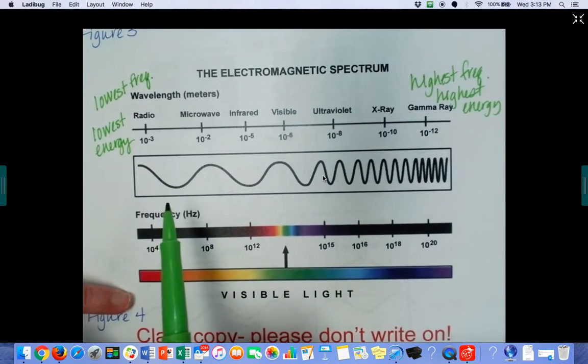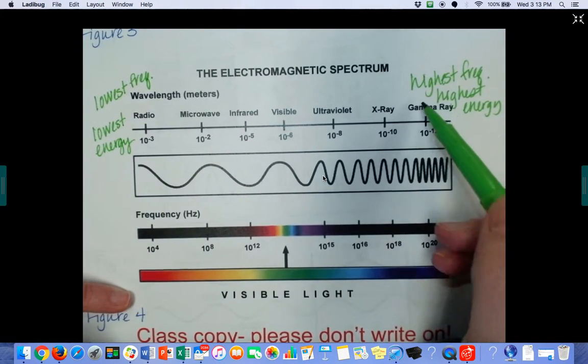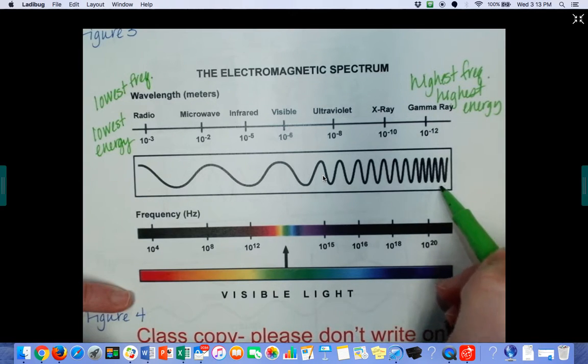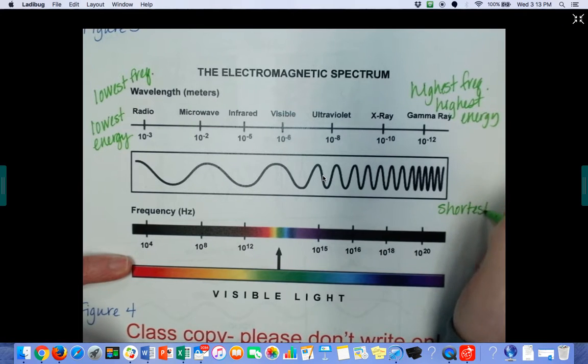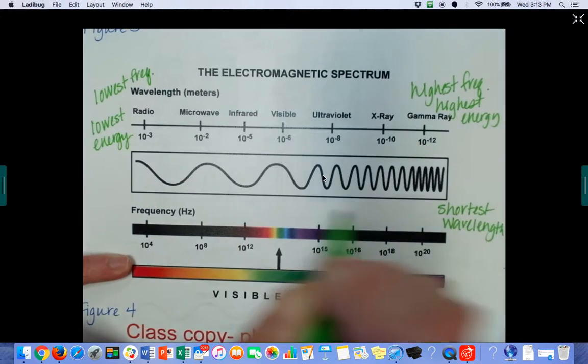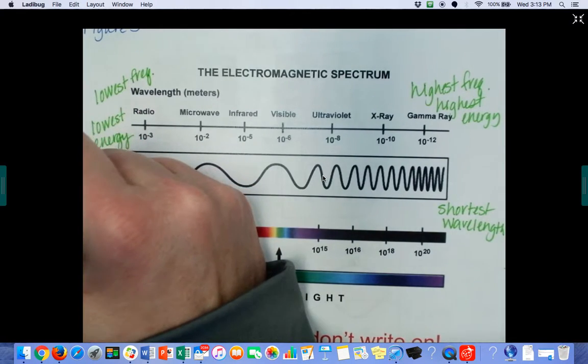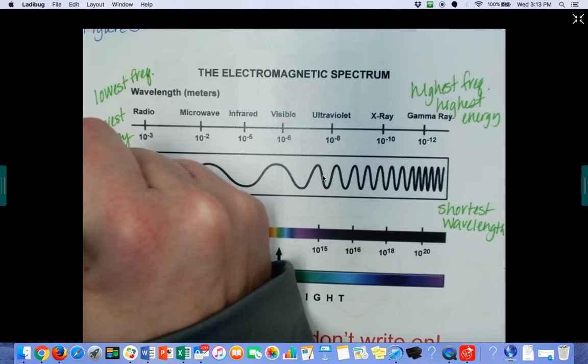Also, if you look here, highest frequency, shortest wavelength. And on this end, I've got my largest wavelength.